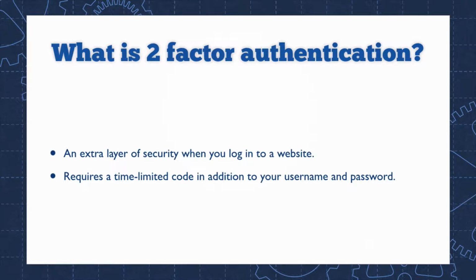So when you log in, you have a password. That's one factor. With two-factor, you have an additional code beside your password. It's a temporary code that's usually time-limited. That code usually expires in 60 seconds or less. So even if someone manages to steal your password, they won't have access to that second code.